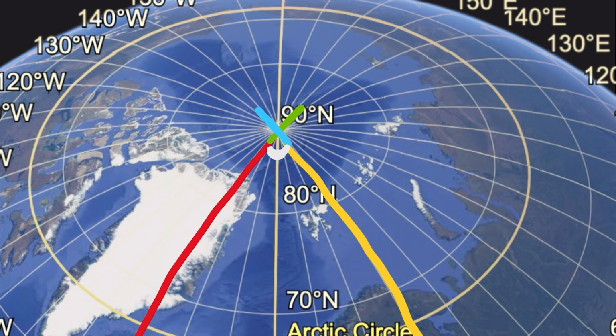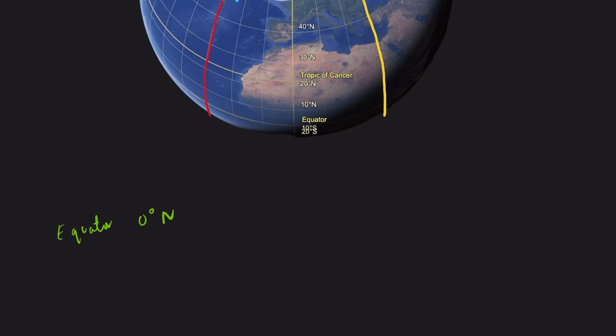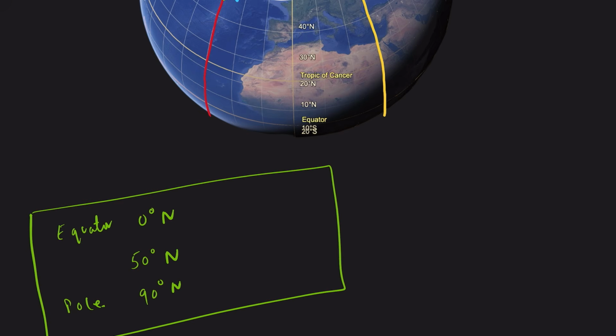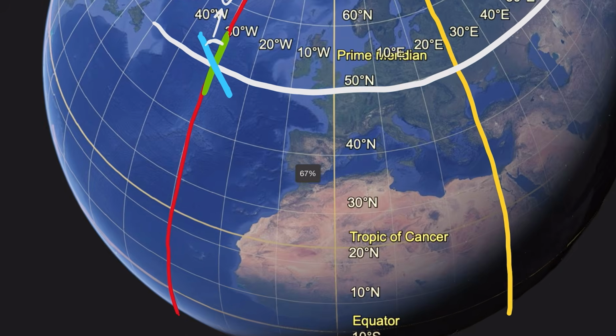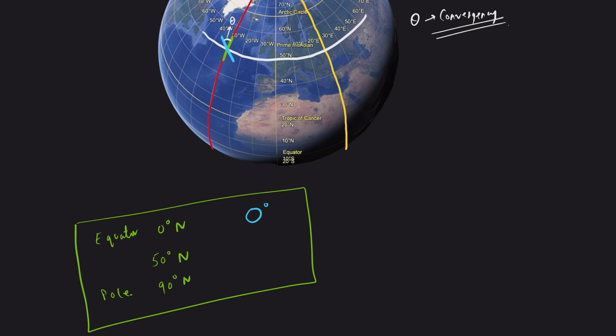Now, what was this angle? If you remember, this angle was nothing but my change in longitude. So what do I see? So if I draw a table, what I'll see is that at the equator, 0 degrees north, my angle of inclination was 0 degrees. At 50-degree north, it was something, let's say this angle is 30 degrees.